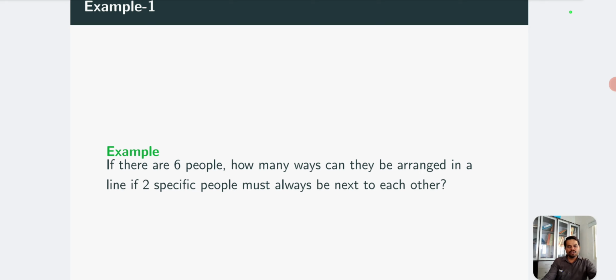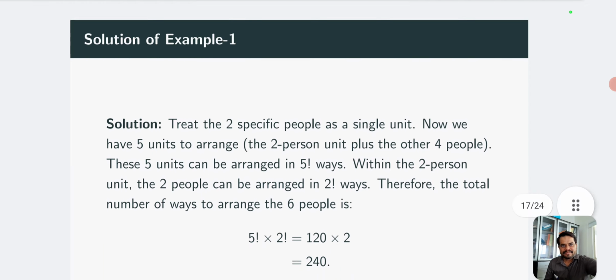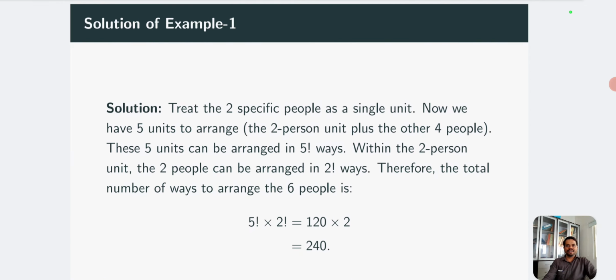So how to find the solution of this one? Treat the 2 specific people as a single unit. We have to assume first that it is a single unit. Therefore, how many people are there? 6. And if we take the 2 specific people as a single unit, then how many units are there now? There are 5 units to arrange, the 2 people as one unit and the other 4 people. Are you getting my point? Yes. So this is shown here.